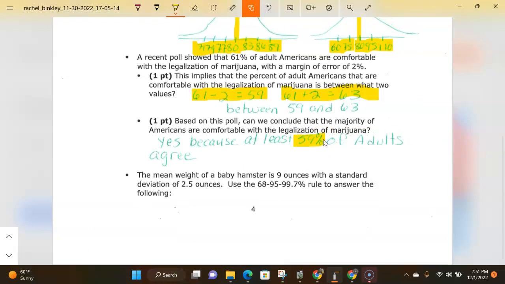All right, the mean weight of a baby hamster. Actually, you know what? I'm going to stop this one and do that one next time.